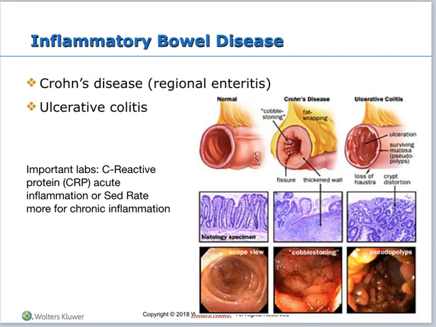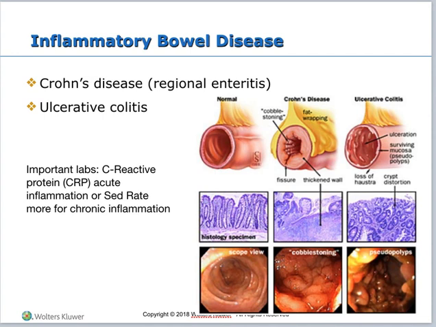Lab values that can help us diagnose whether they're having a flare-up is the C-reactive protein. That's more helpful for acute inflammation. It doesn't tell us where the acute inflammation's at, it just tells us whether it's present or not. We use these labs in conjunction with the signs and symptoms evident in the patient.